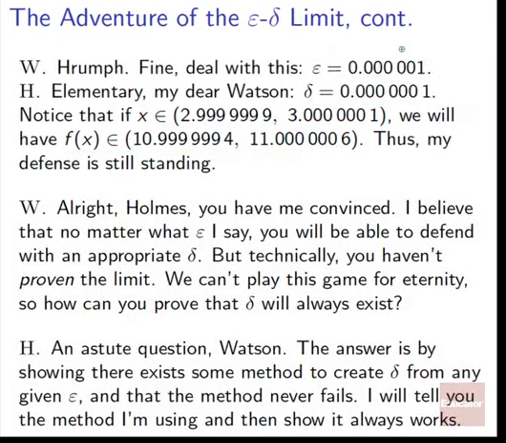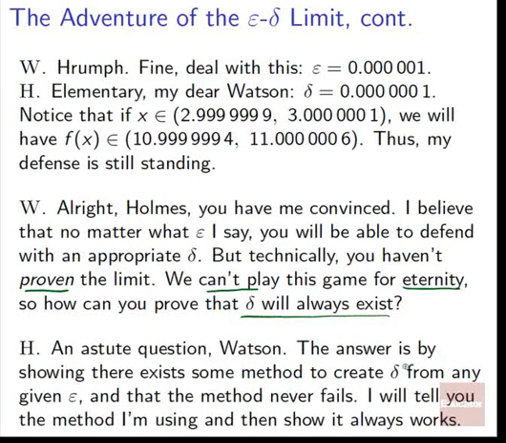All right, Holmes, you have me convinced. I believe that no matter what epsilon I say, you will be able to defend with an appropriate delta. But technically, you haven't proven the limit. We can't play this game for eternity. So, how can you prove that delta will always exist?